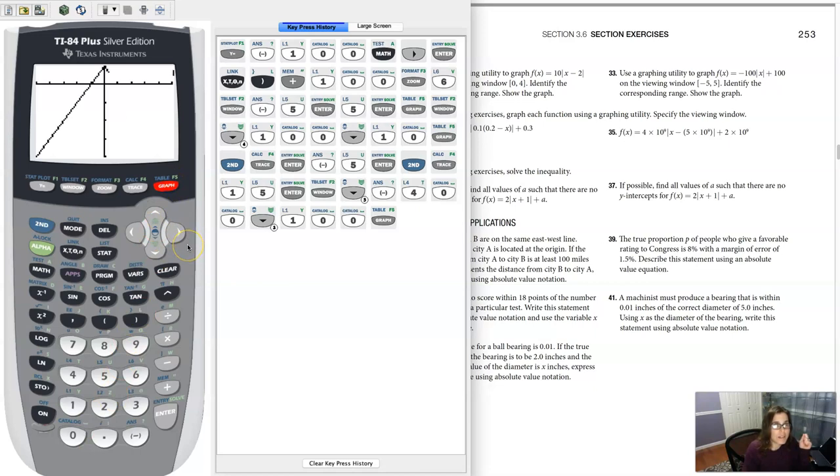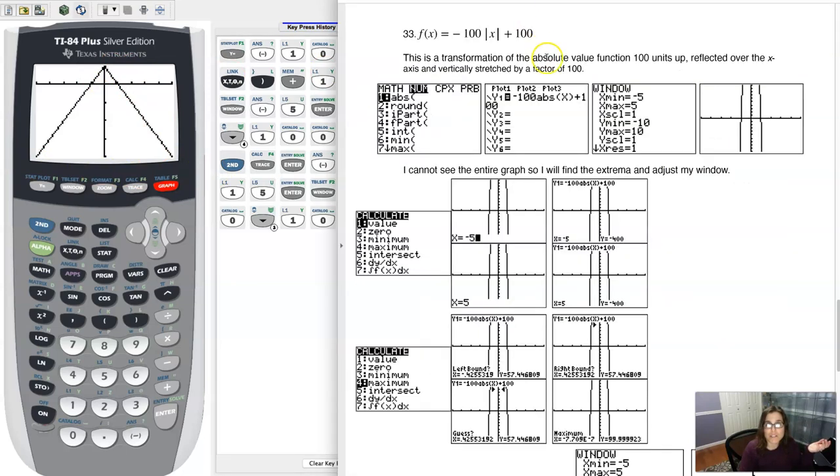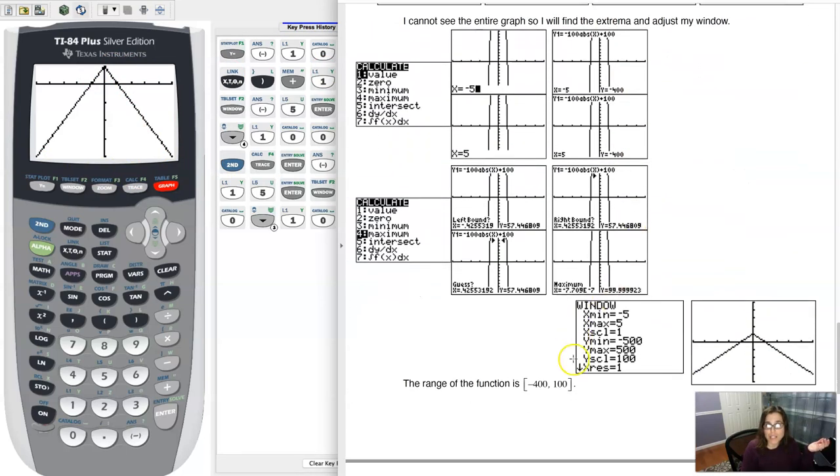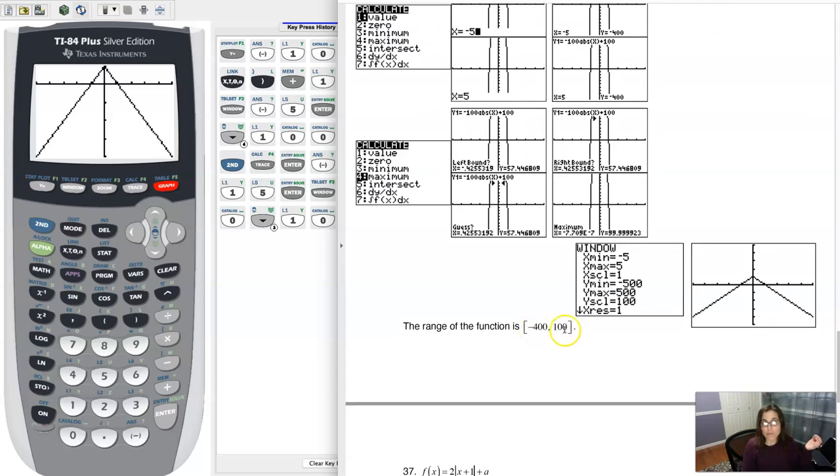Let's hit graph. And now I'm able to see that thing, right? So there's my entire graph. There's my downward shaping V, right? We can see this is up at positive 100, 0, negative 100, negative 200, negative 300, negative 400. Now the x scale is totally different, right? This is just negative 5 to 5. So negative 5, negative 4, negative 3, so on and so forth over to 5. But from there, I can figure out my range. My range starts down here at negative 400 and it goes up to positive 100, which is why you see me writing that on my answer here.